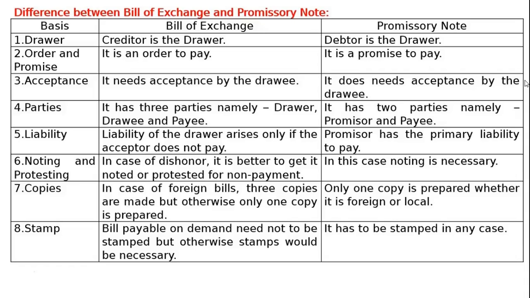In bills of exchange, in case of dishonor, it is better to get it noted for non-payment, but in promissory note, noting is necessary. Bill payable on demand need not be stamped, but otherwise stamp would be necessary in every case of bills of exchange. But promissory note has to be stamped in any case. In bills of exchange, 3 copies are made, but in promissory note, only 1 copy is prepared, whether it is foreign or local. So, this is the difference between bills of exchange and promissory note.